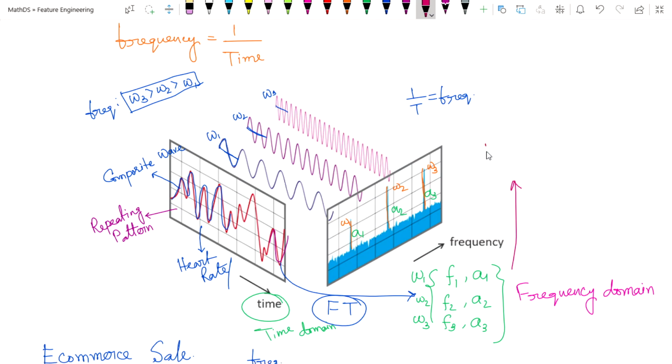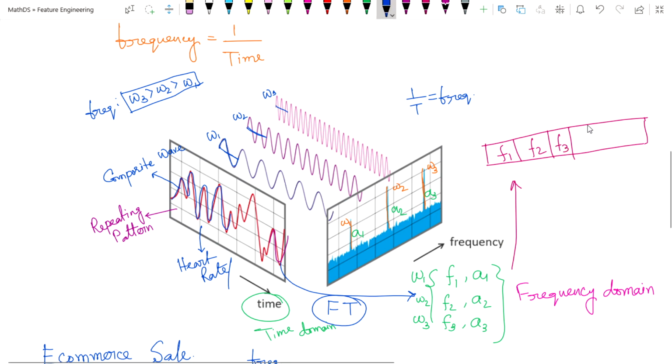Suppose we have to construct a vector for the composition of this wave. The vector will look like this. The first cell will be responsible for frequency 1, the second cell for frequency 2, and the third cell for frequency 3. In the next cells we put amplitude 1, amplitude 2, amplitude 3. This simple transformation, these simple numerical vectors, give us the feature vector of this complex wave.